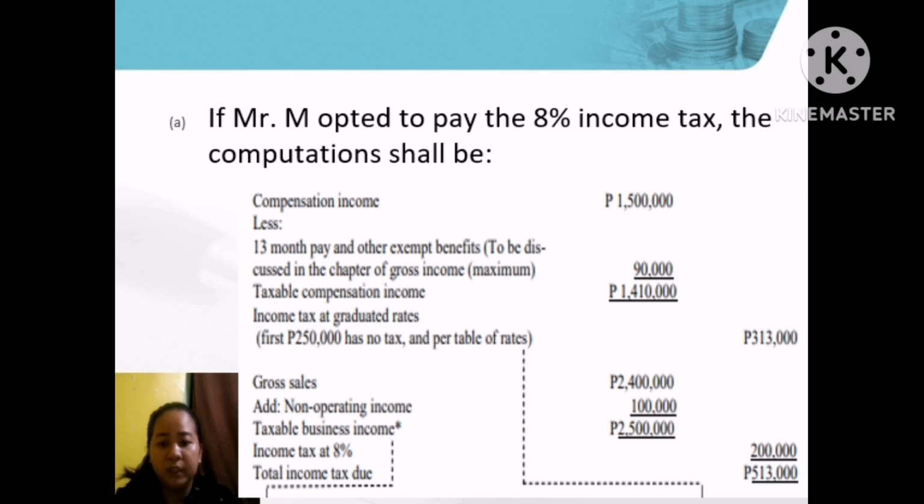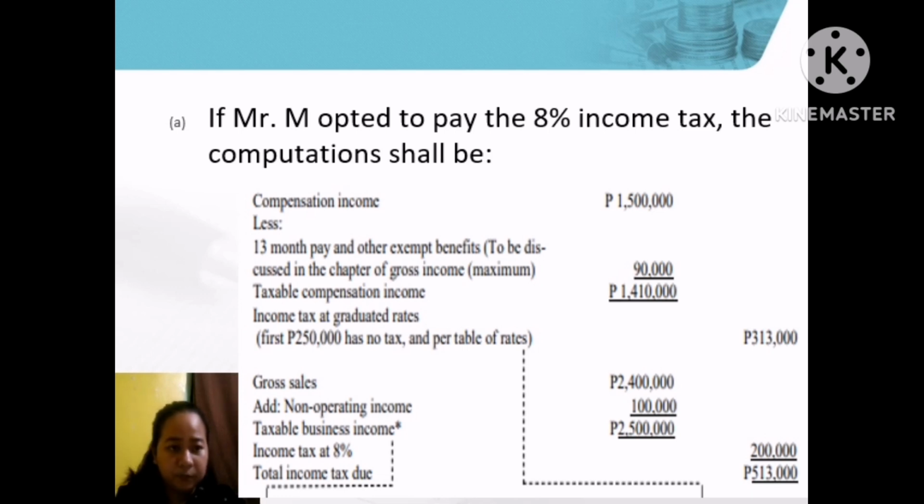pesos. So, yung magiging taxable compensation income po nito ay 1,410,000. So, ang magiging income tax po at graduated rates ay magiging 313,000 pesos. Ngayon naman po sa ating gross sales ay magiging 2.4 million pesos. Ngayon dito po sa ating gross sales, kailangan po nating i-add yung mga non-operating income.